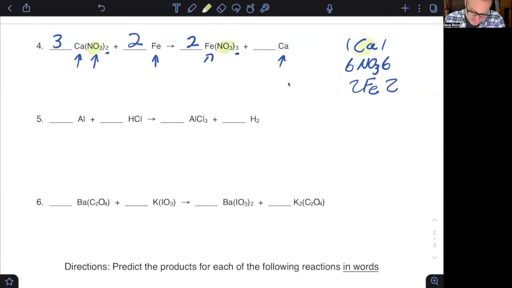So since we made some changes, let's double check our calcium. Calcium, because I put a 3 here, I now have 3 of these. And so I can just put a 3 here. And now I have the same amount on both sides. And I have 3 and 3, 6 and 6. Iron is at 2 and 2.